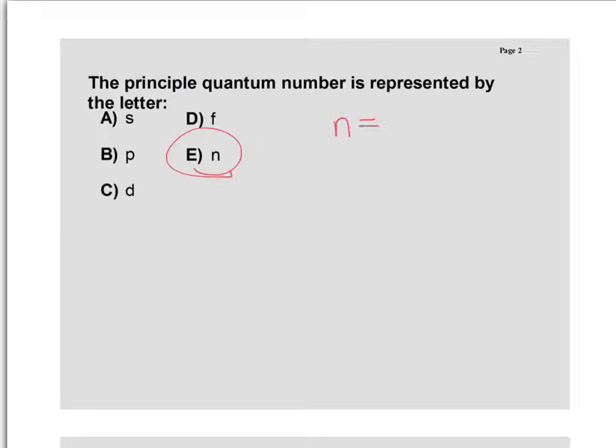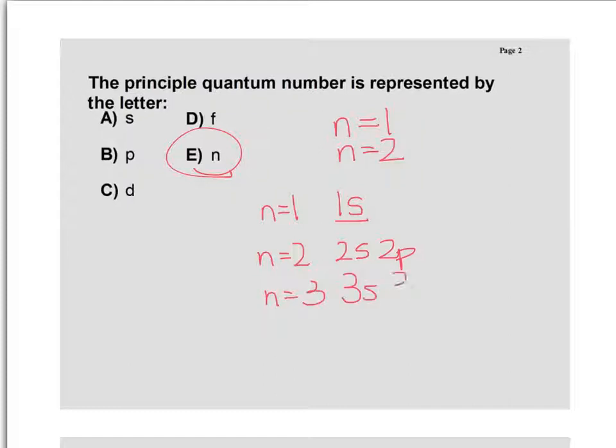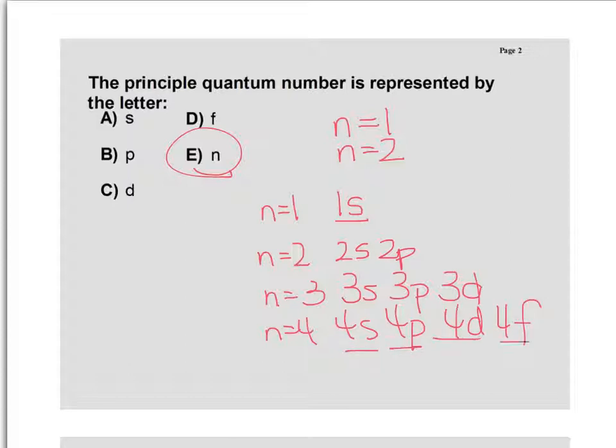N is our quantum level, n equals 1, n equals 2. The next thing after that are going to be our sublevels. On n equals 1, there is an S sublevel. On n equals 2, there are two sublevels, 2S and 2P. On n equals 3, there's 3S, 3P, 3D, and on 4, there's 4S, 4P, 4D, 4F. So these are sublevels. S, P, D, and F are our sublevels. N represents sort of like our floor.